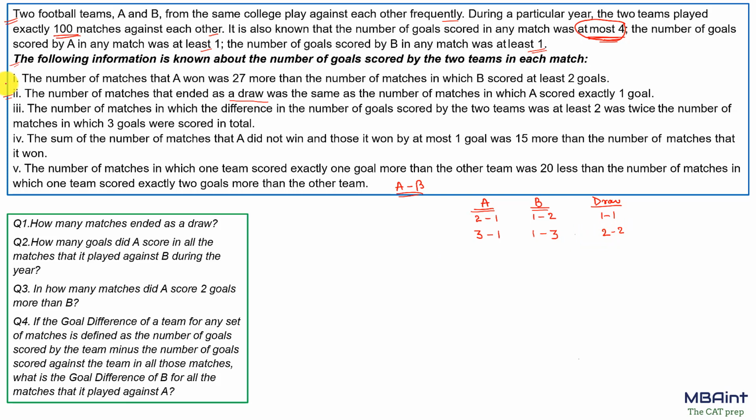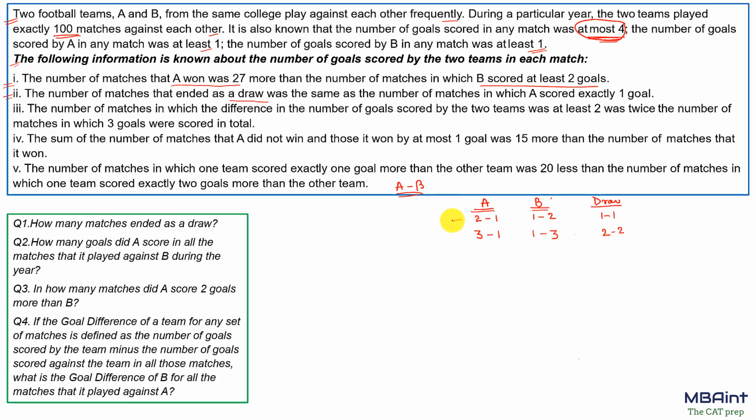Okay. And the first point, again, says that the number of matches that A won was 27 more than the number of matches in which B scored at least 2 goals. So A wins in these two cases, and the number of matches for those is 27 more than the number of matches in which B scored at least 2 goals. So B scored at least 2 goals in this case, in both these cases, and over here in draw. So we are seeing there are many various possible sums that we need to take.